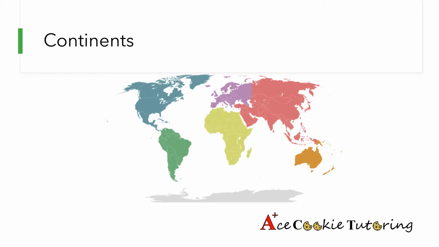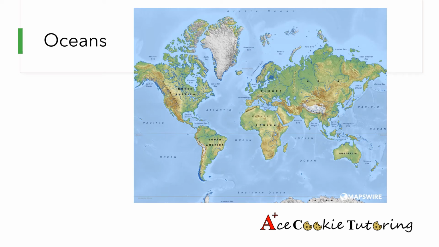Let's start off by looking at the map of the continents. Alright, so now we've looked at a map of the continents. Here is a map of the oceans. So on the next slide, we're going to go ahead and start identifying all of these different oceans and different continents and figuring out some different ways to memorize them.